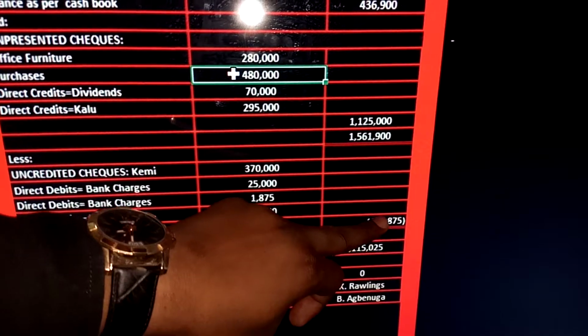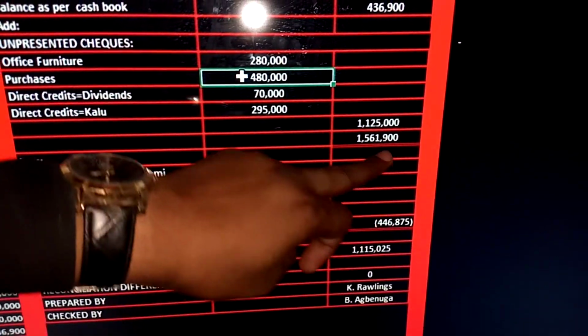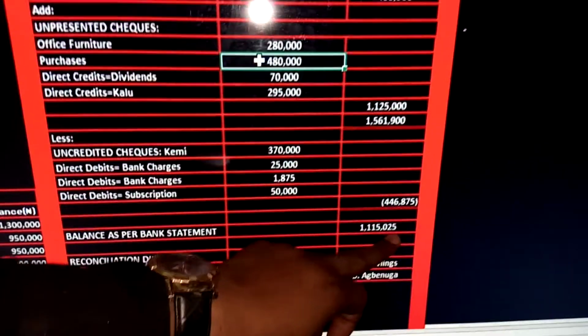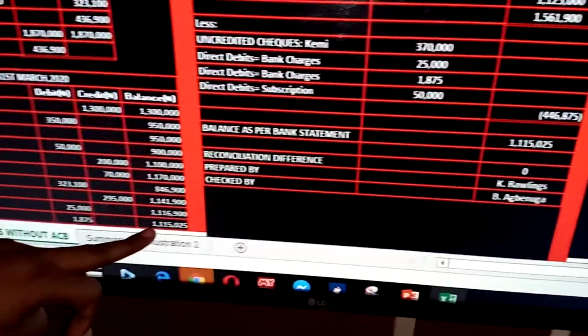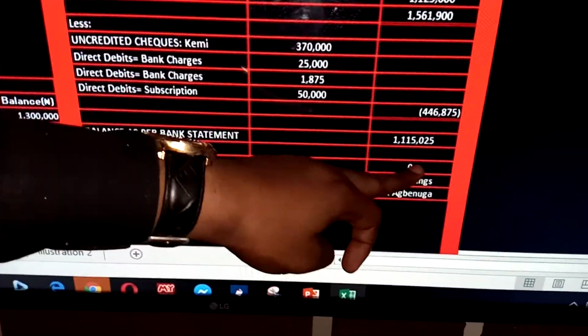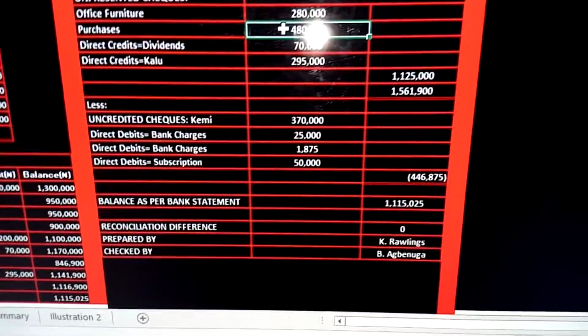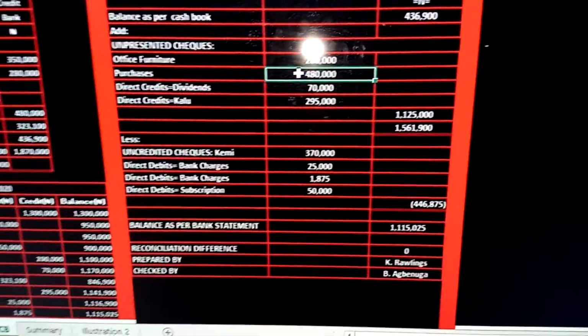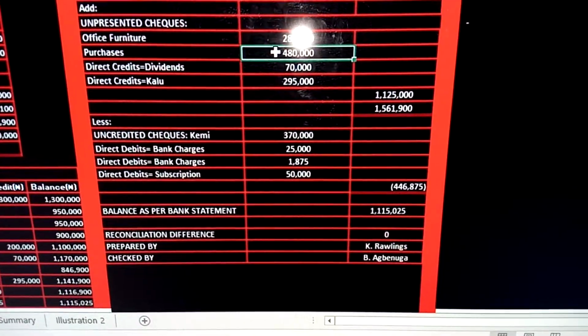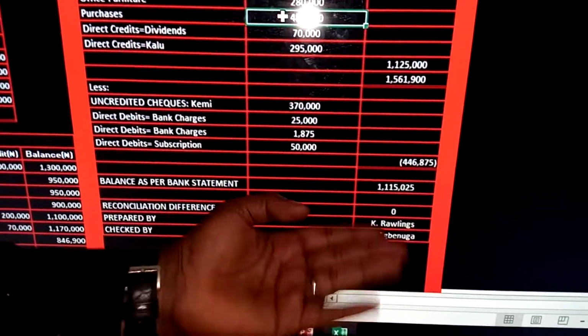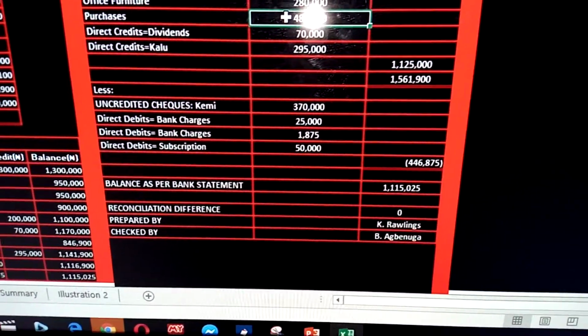So what do you do? You minus this from this. It gives you 115,025. You check it against the balance as at the bank statement there. This minus this, it gives you 0. So that means there's no reconciliation difference. The discrepancy has been cleared. Prepared by Rollins, checked by Agbenuga. That's based on the person that is checking and preparing.